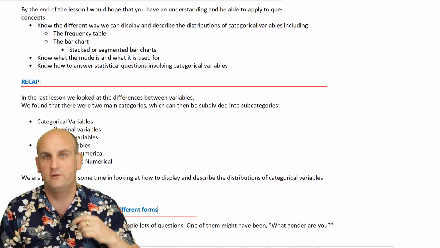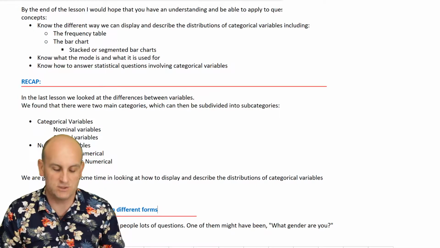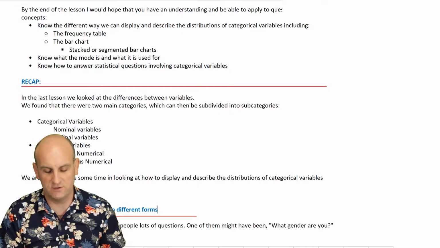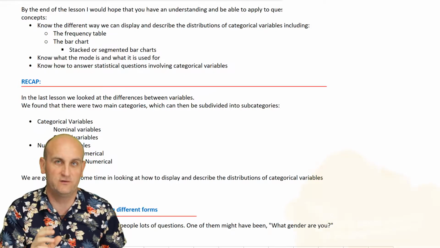Now, as I say, this is the start of a new course, and by the end of this, we're going to know how to use frequency tables and bar charts, including stacked and segmented bar charts, to know what the mode is used for, and also to be able to write responses to statistical questions.